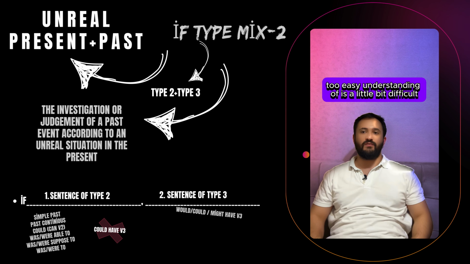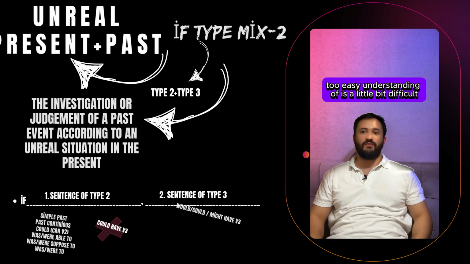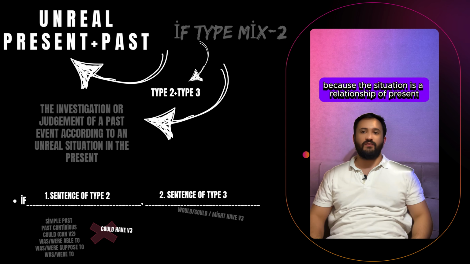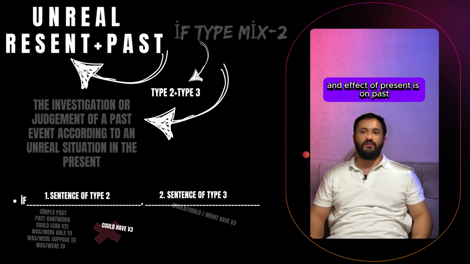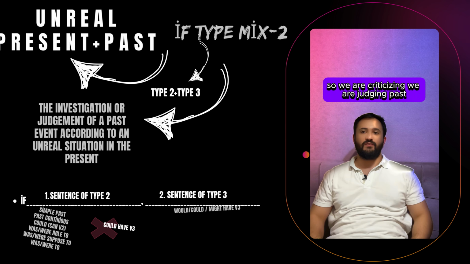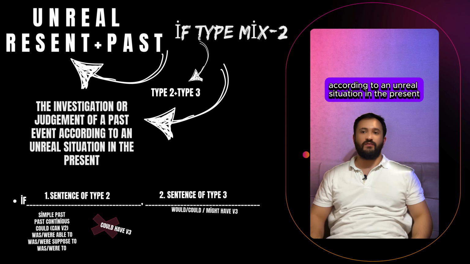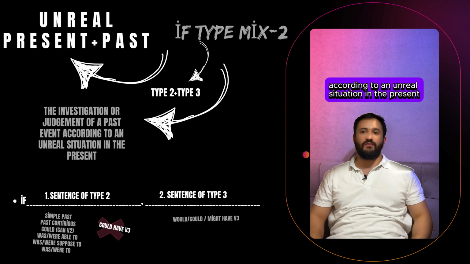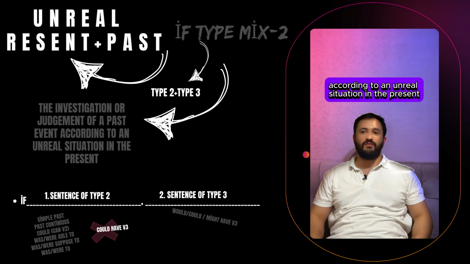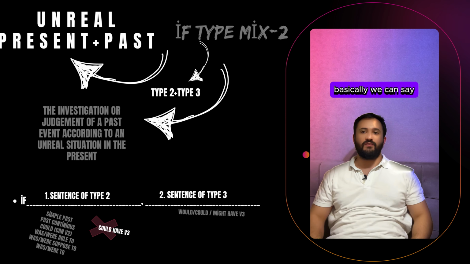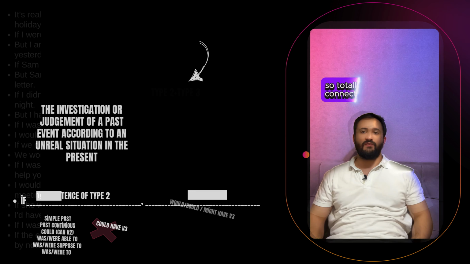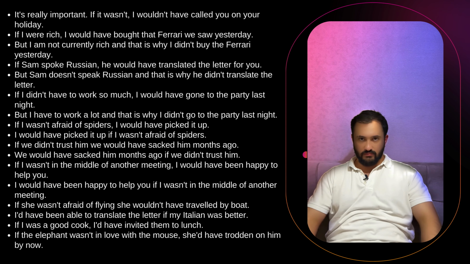Too easy. Understanding of it is a little bit difficult because the situation is a relationship of present and effect of present on past. So we are criticizing, we are judging the past according to an unreal situation in the present. So basically we can say the investigation or judgment of a past event according to an unreal situation in the present. So totally unreal present connected to unreal past. So it's really important, okay?